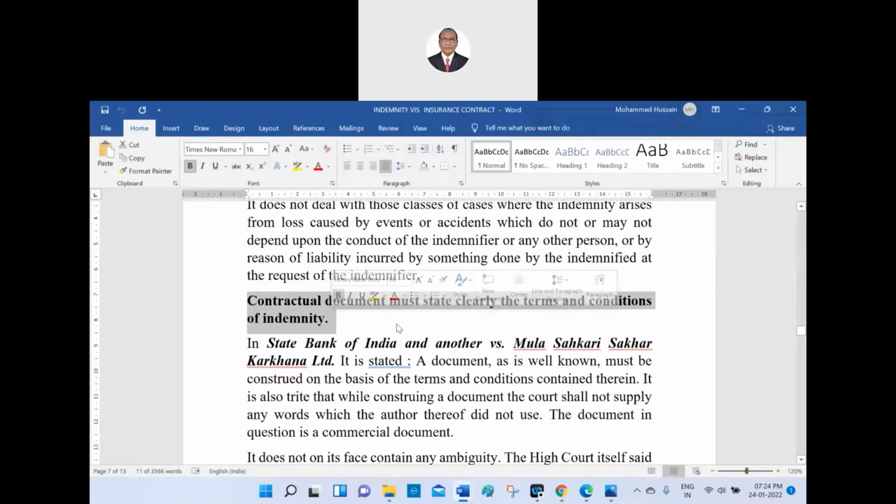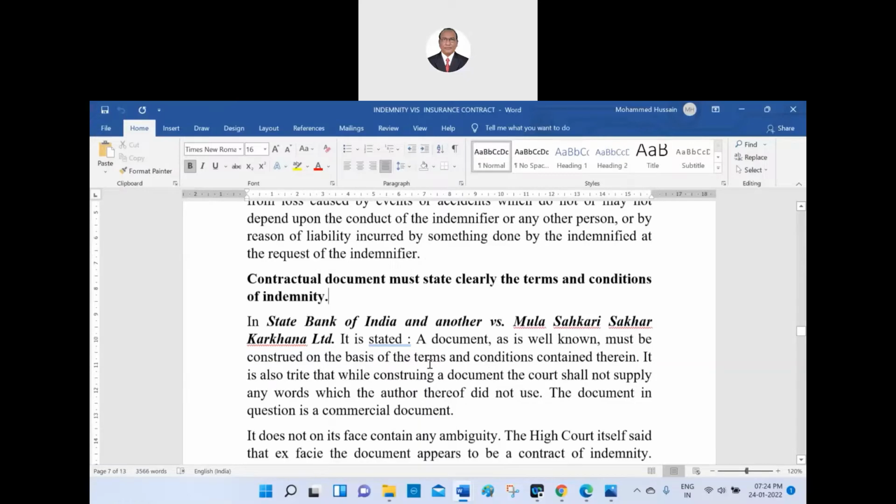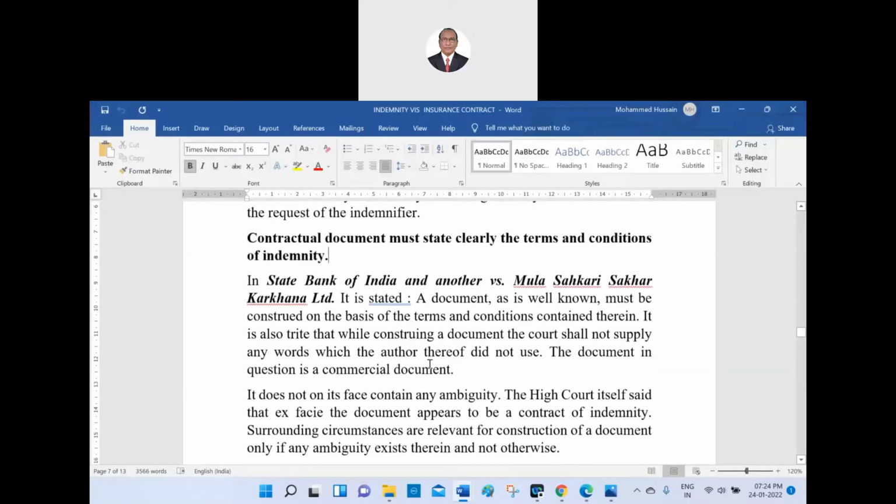Yes, the contractual agreement document must be stated clearly in terms of the conditions and indemnity. In the State Bank of India and another versus Mula Sahakar Karkhana Limited. I repeat, the State Bank of India and another versus Mula Sahakar Karkhana Limited. It is stated that a document, as it is well known, must be construed on the basis of the terms and conditions contained therein. Where the terms and conditions contained therein means where it is?